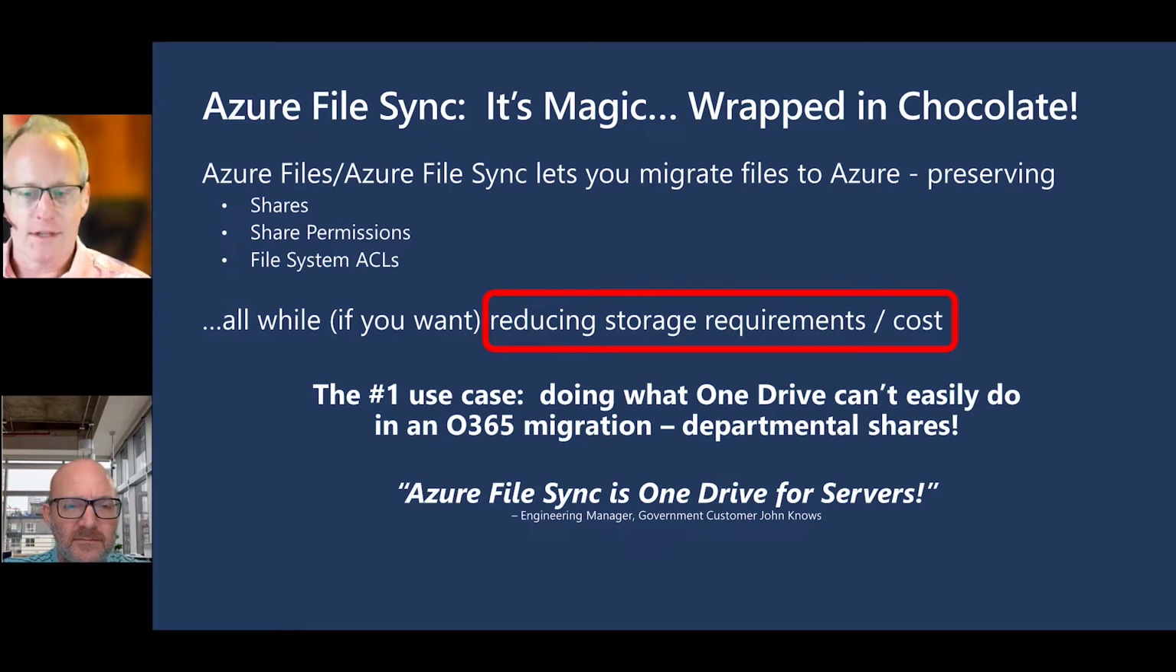The number one use case is doing some things that OneDrive can't easily do. So in an Office 365 migration, you might move people's home drives to OneDrive and synchronize those up. But with departmental shares, organizations have an investment in ACLs, and it's not user-specific data, it's departmental-specific data, and it's really hard to move that to SharePoint. I had one customer that called this Azure File Sync technology OneDrive for servers, right? But the key thing here is it's going to reduce the storage requirements and costs on our AVS cluster when we target file servers with stale data.